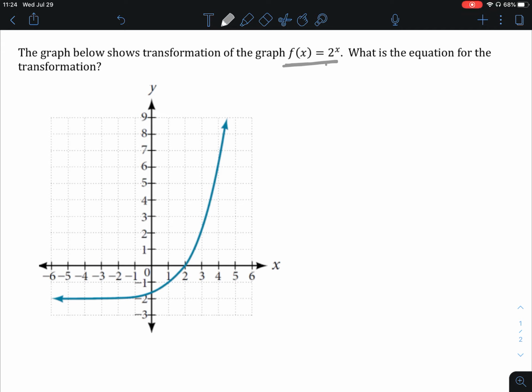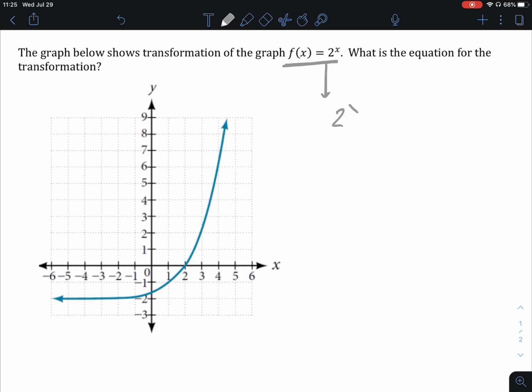Maybe a good starting point would be to put in the graph of our base function, so that we can better compare and see how it's been shifted left, right, up, down, that kind of thing. Probably just by looking, you can tell maybe there's a right and a down shift to the curve, just based on where it's located in the coordinate plane.